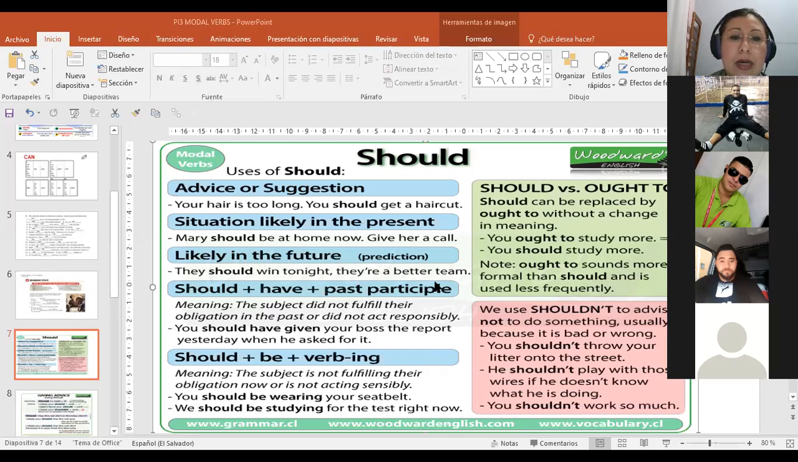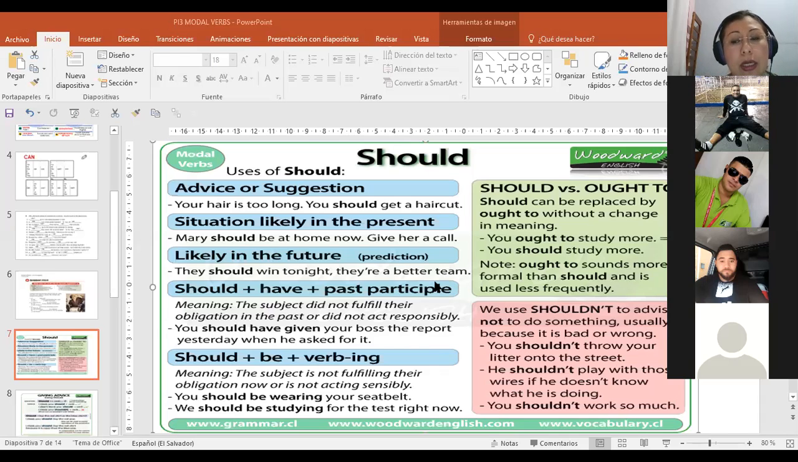You can also use should to express a situation likely in the present. Mary should be at home now. Give her a call. Mary debería estar en casa ahora. Dale una llamada. Likely in the future, it's like a prediction. They should win tonight. They are a better team. Ellos deberían ganar esta noche. Ellos son un mejor equipo.